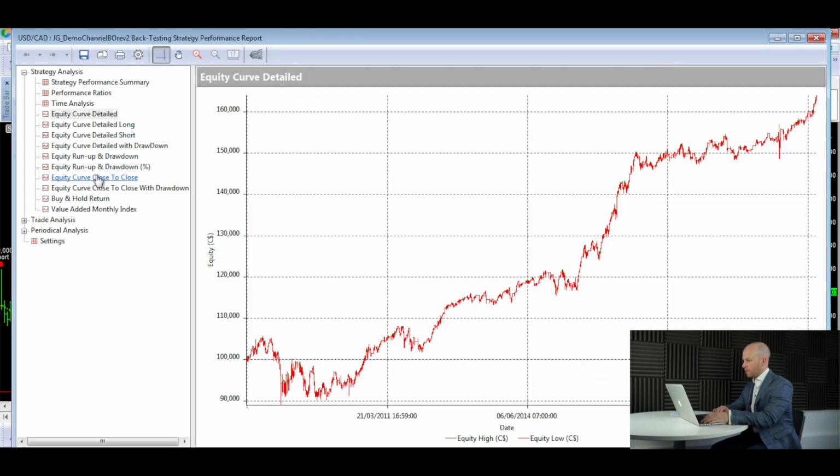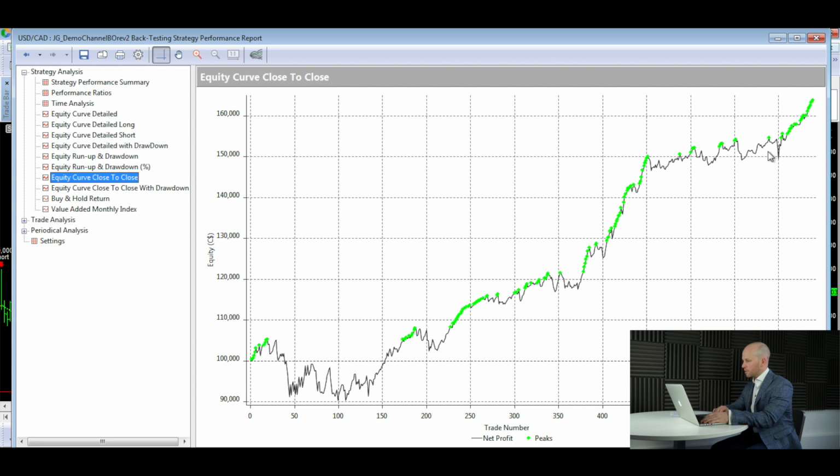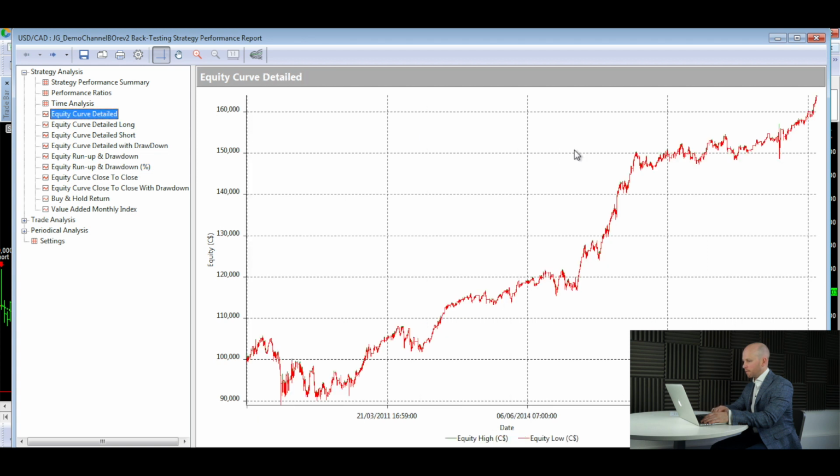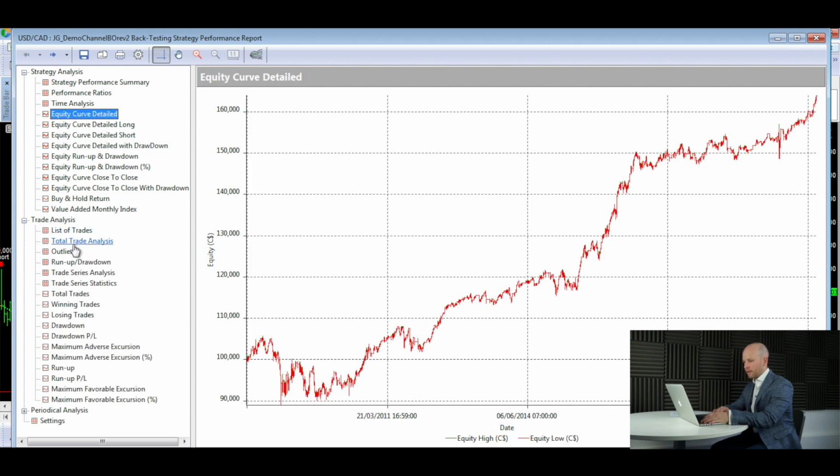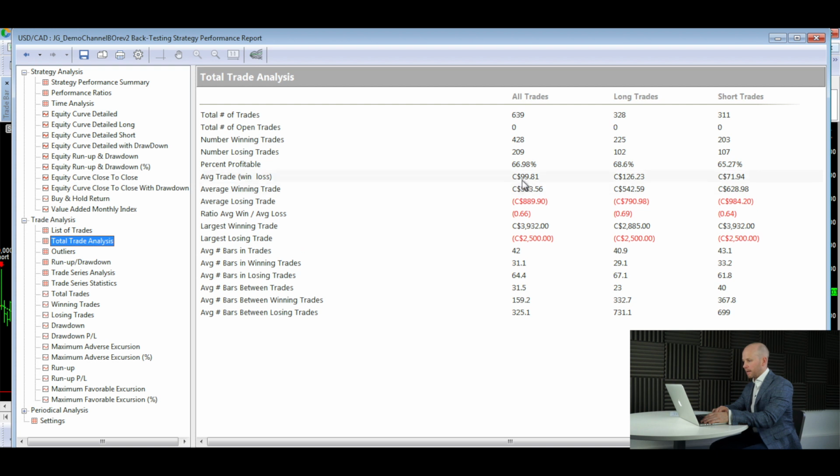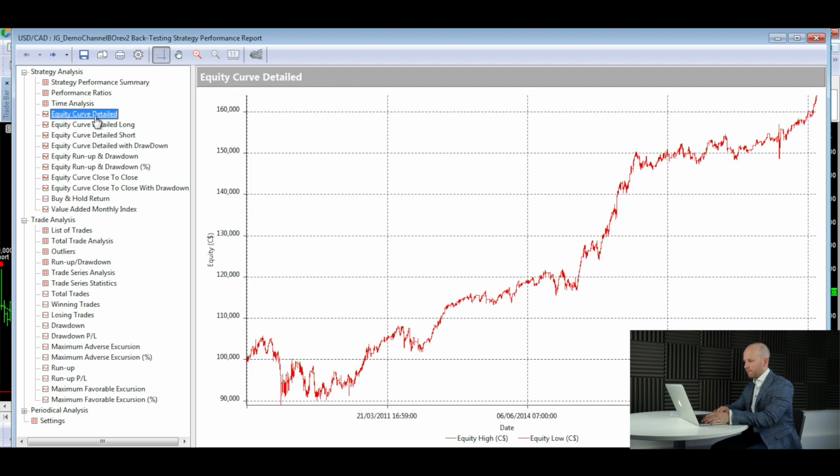Now we can see straight away with these green dots that we've been making new highs all the way, which is really good, which is exactly what we want. Let's have a look at the average trade. And the average trade has actually increased. It's increased from 97 to 99, which is really good. Haven't had any major losses. Our stop loss has still been working too, so that's good. So as far as I'm concerned, that's a reasonably successful strategy.